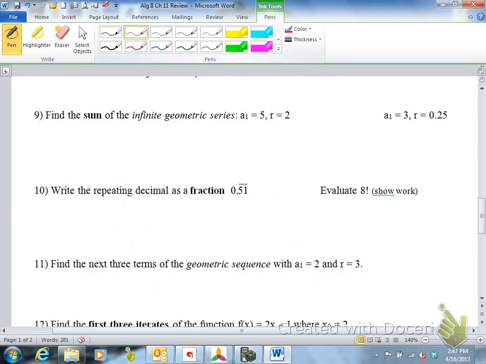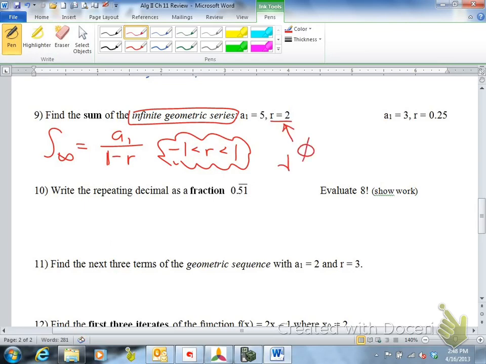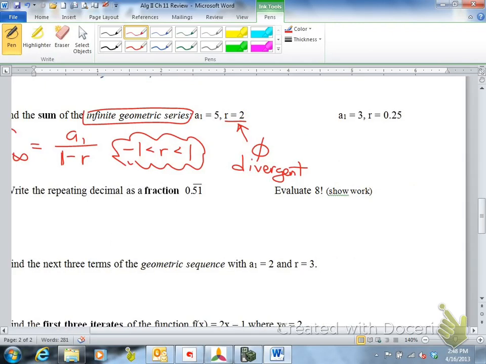Find the sum of the infinite geometric series. The formula for an infinite geometric series is the quickest and the easiest one. There's only one issue: you can only use the formula when r is between negative 1 and 1. So for this first one, when r is 2, this is undefined, or we'd say divergent, or no solution. You actually can't add an infinite number of terms starting at 5 multiplying by 2. It's just going to get bigger and bigger and bigger.